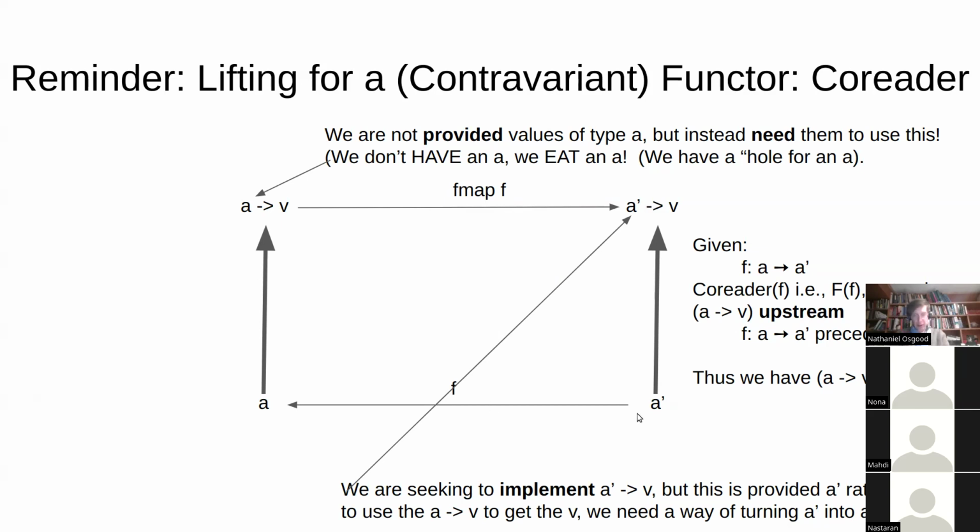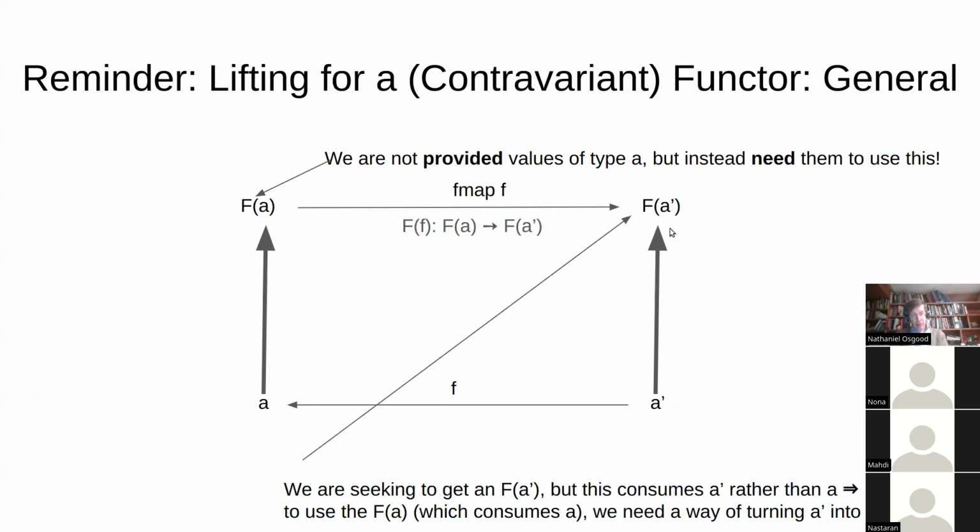So if we have something that goes from an A prime to an A, we can lift it, with this sort of contravariant functor, from F of A to F of A prime. So even though this is from A prime to A, we lift it to something that goes from A to A prime. And this is characteristic of contravariant functors.